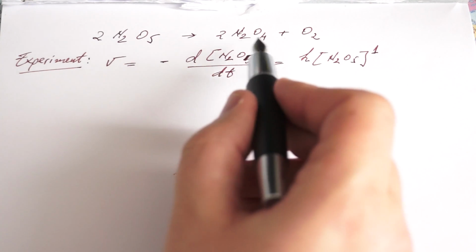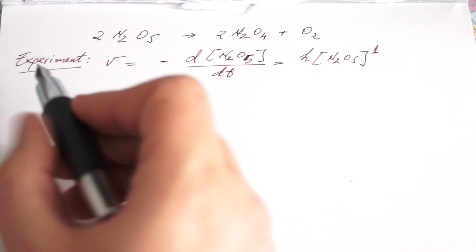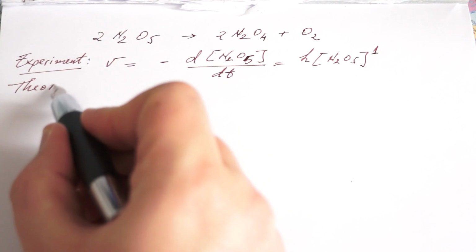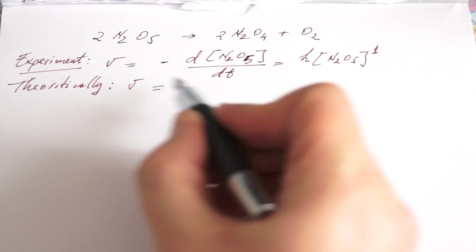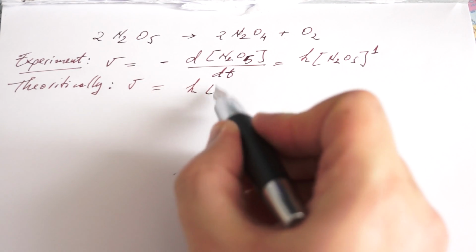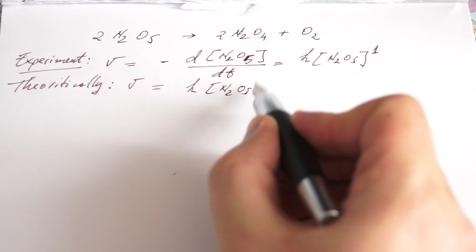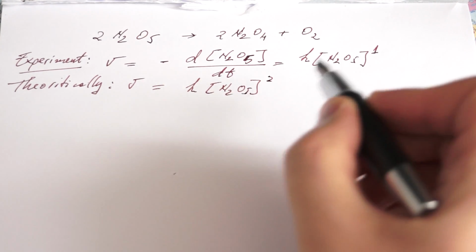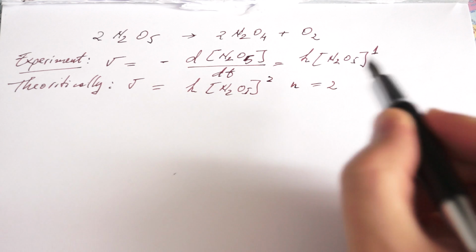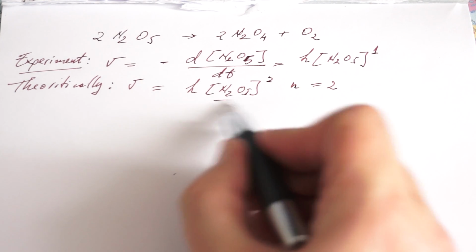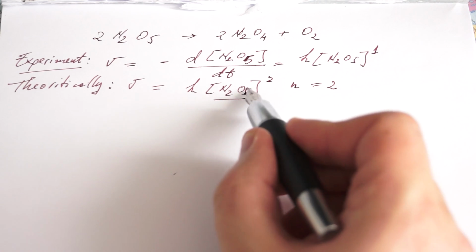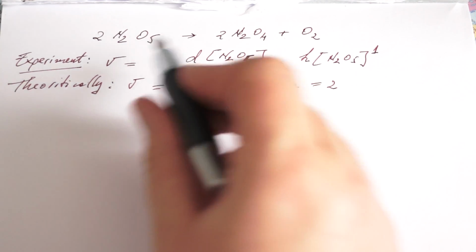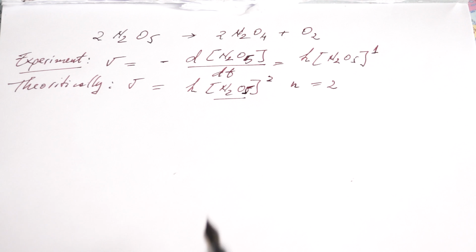Now, obviously, because I wrote the reaction like this, theoretically I would have written that V is K[N2O5] to the power of 2. That means n would have been 2, which suggests that I needed 2 molecules of dinitrogen pentoxide to react in order to form these two products.